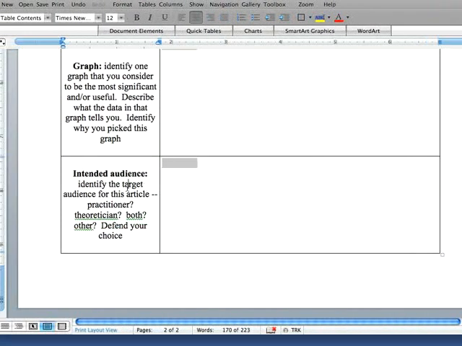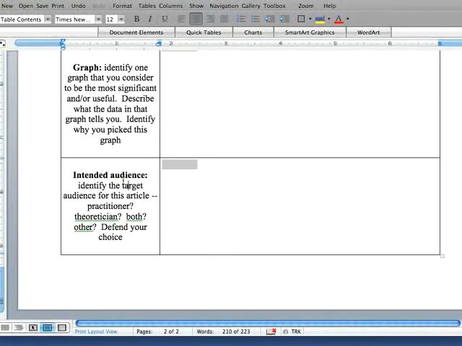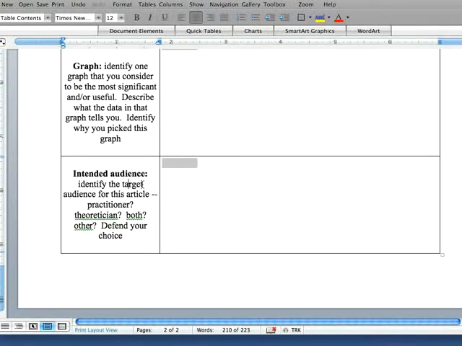And lastly, and this will be hard at first, intended audience. Identify who's the target audience for this article. Is this for somebody who wants to learn how to do computational chemistry? Is this somebody who's only interested in some of the theories of computational chemistry? Is this for both those people? Is this for somebody else? Try to figure out who this article was written for. Describe who that audience is.